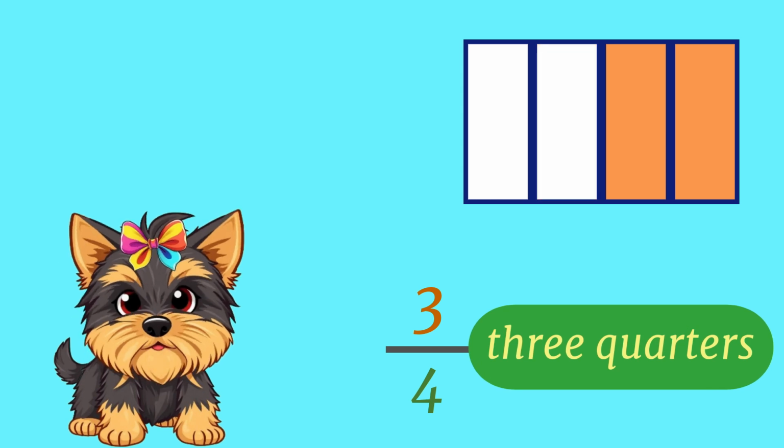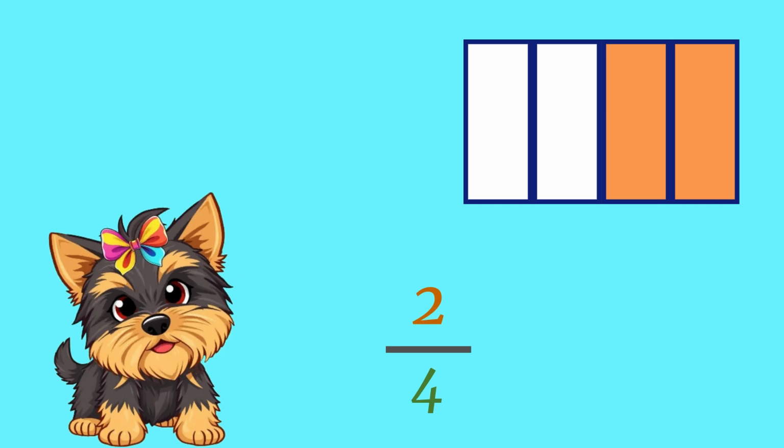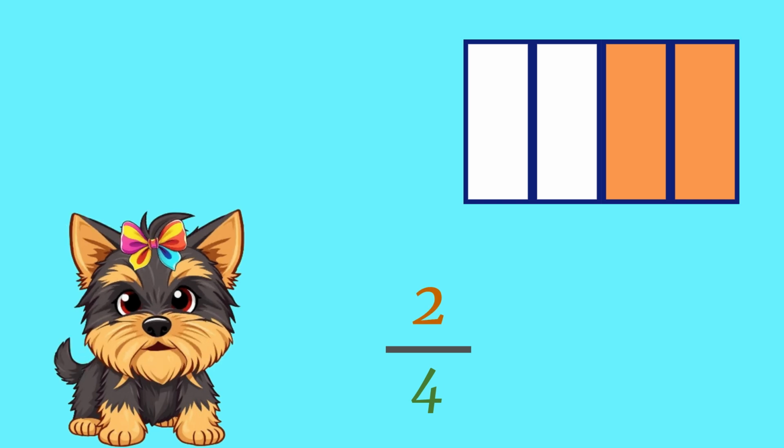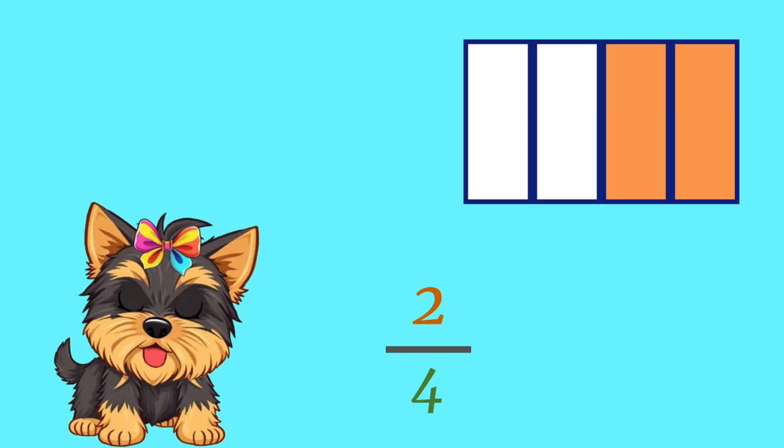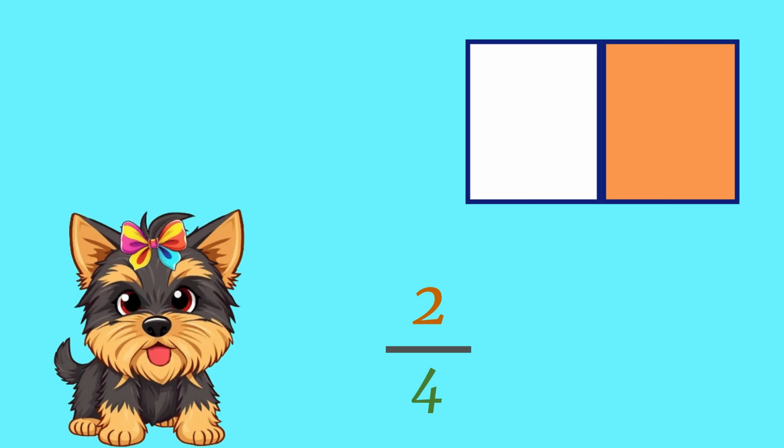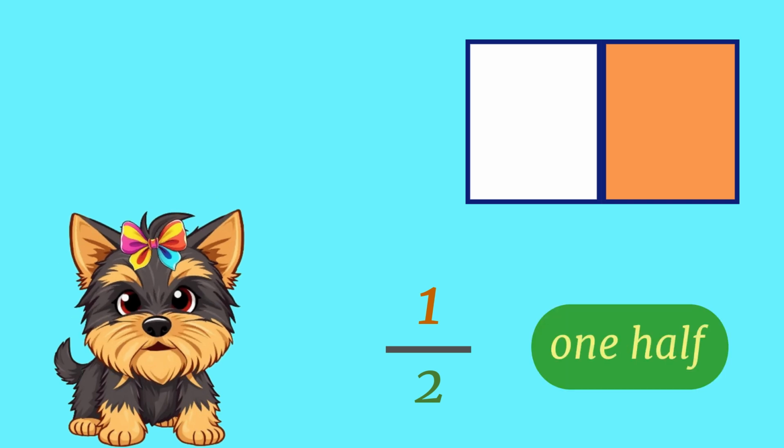If 2 parts are colored, which fraction does the colored part belong to? If 2 parts are colored and 2 parts are uncolored, they have the same amount. This means there are 2/4, which is the same as dividing 1 whole into 2 equal parts. Therefore, the fraction is also 1/2.